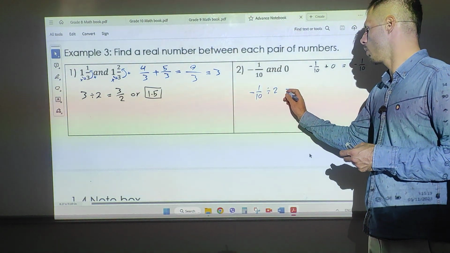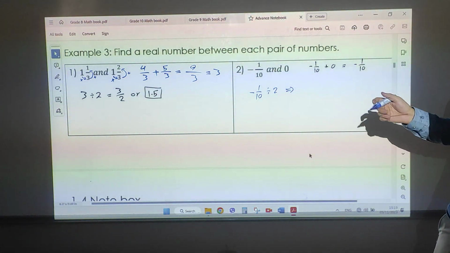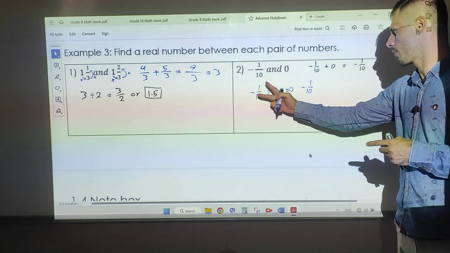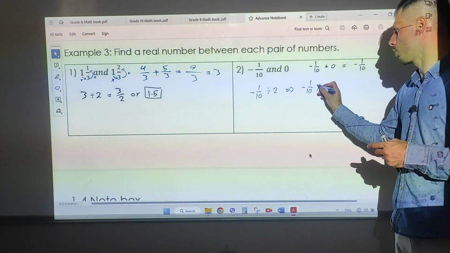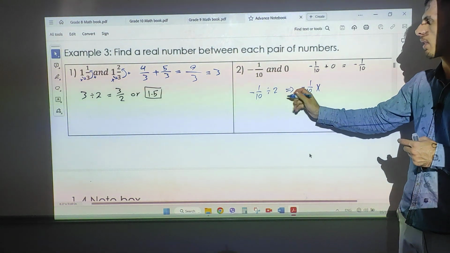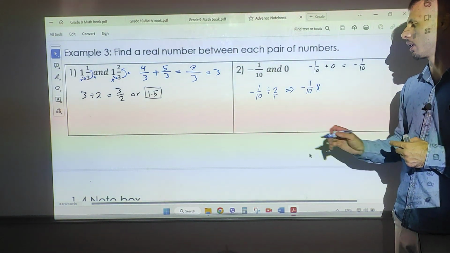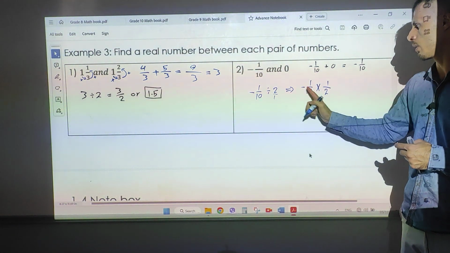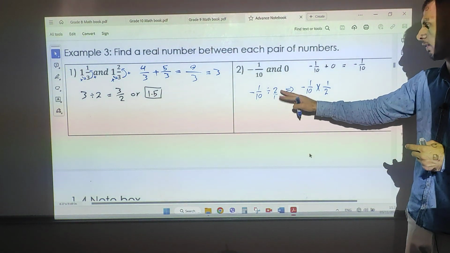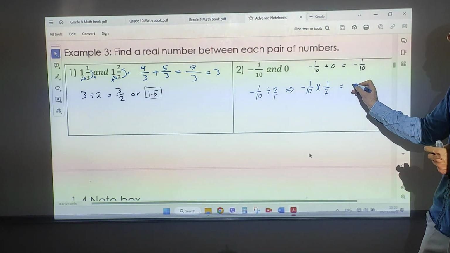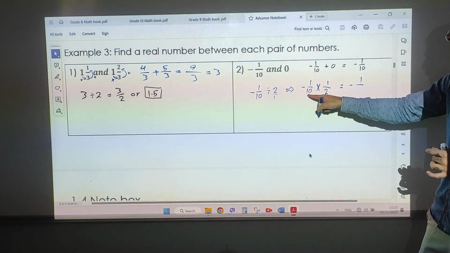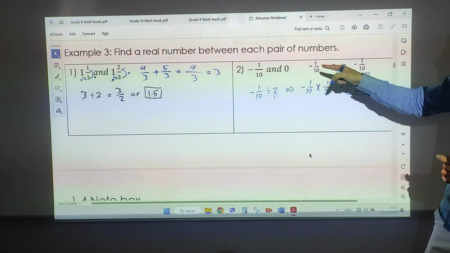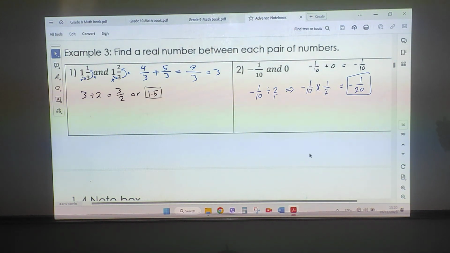Always you can change division to multiply by. How can we do? Always you must write the first number same, the first fraction same, change it to multiply, flip the second one. Always when it's one number, it means denominator is 1, you can flip it, it will be multiply by 1 over 2. Write the first one same, change to multiply, flip the second fraction, it would be negative 1 over 20. It means this is a number between these two numbers that we have.